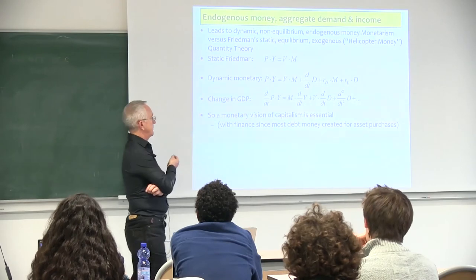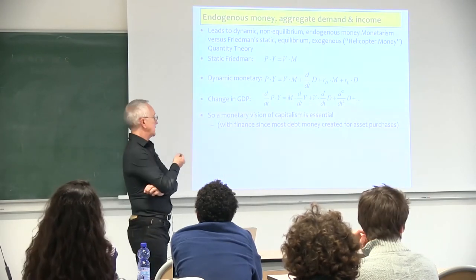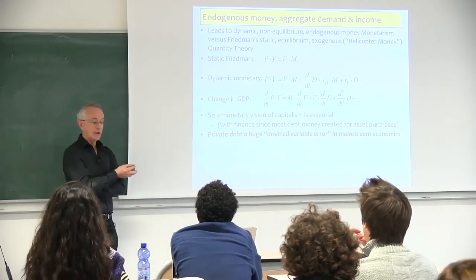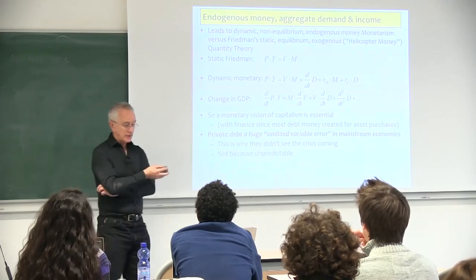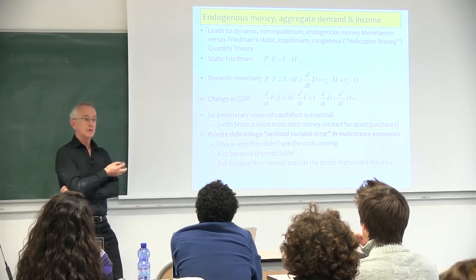So you have to have a monetary vision of capitalism, which is what neoclassicals don't have, what post-Keynesians are on the way towards developing. And it's an enormous omitted variable to leave out private debt. And that's why they didn't see the crisis coming. It wasn't that it was unpredictable, it's they left out the major force that causes crises.